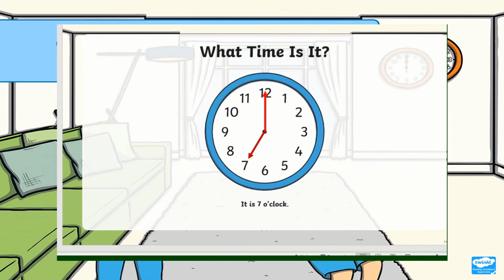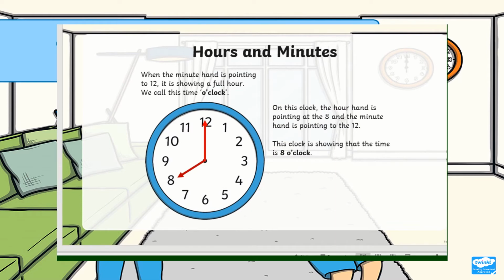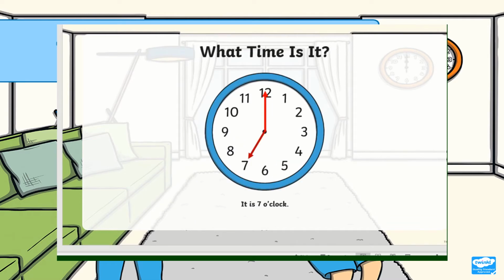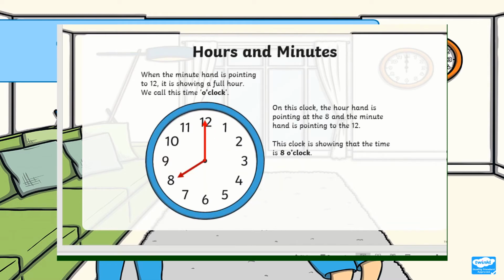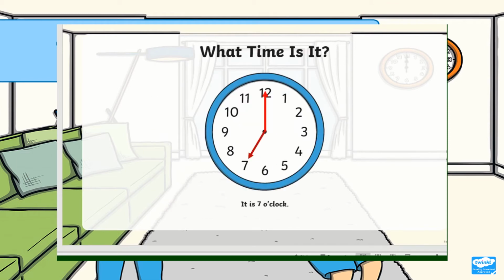So have a look at this clock, look. Remember that if we go back, look, the hour hand is pointing at 7 and the minute hand is pointing at the 12. So the minute hand is the one that goes round the clock and the hour hand is pointing at 7. So this would be 7 o'clock. What would this one be?